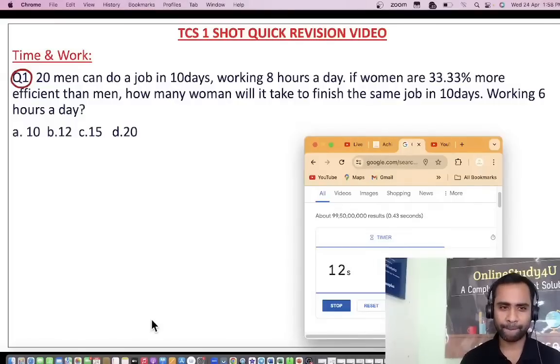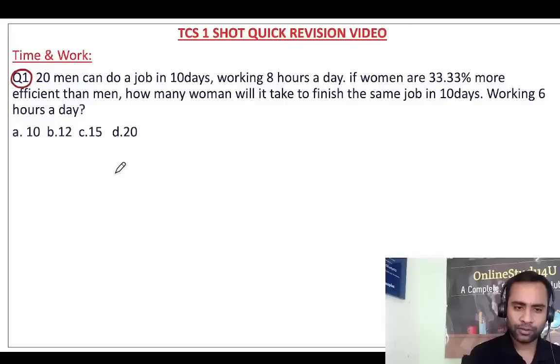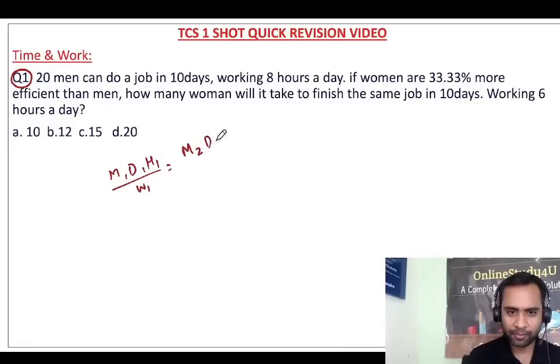15. Very good. So Ansi has solved, Mihir has solved. So 20 men can do a job in 10 days. So the formula, write the formula: M1 D1 H1 by W1 will be equal to M2 D2 H2 by W2. Before that, some efficiency is given.